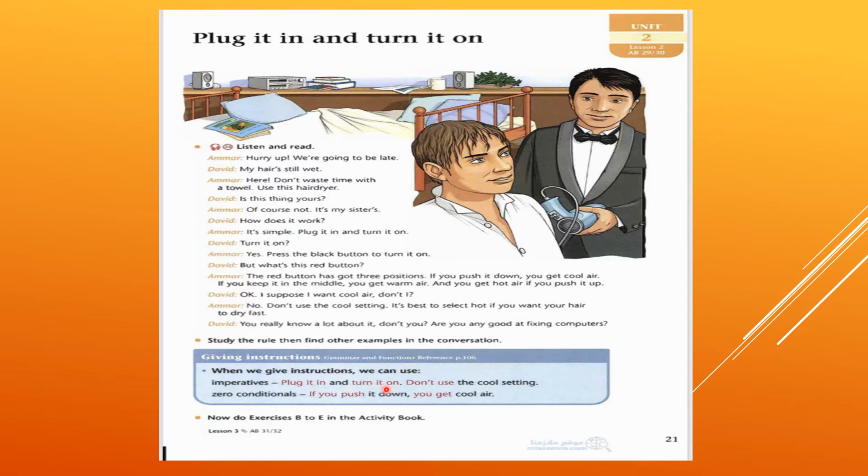These verbs are in the affirmative form. As for this one, don't use the cool setting, don't use is the negative imperative. هذا الفعل في حالة النفي. Don't use, an imperative verb negated using the auxiliary don't plus the base verb. Or we can use the zero conditional to give instruction. أو نستطيع أن نستخدم إذا الشرطية حالة الصفر لإعطاء التعليمات.